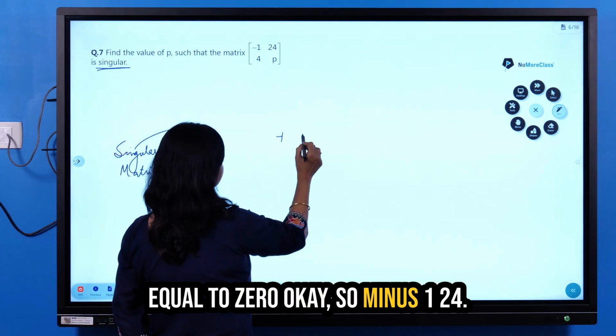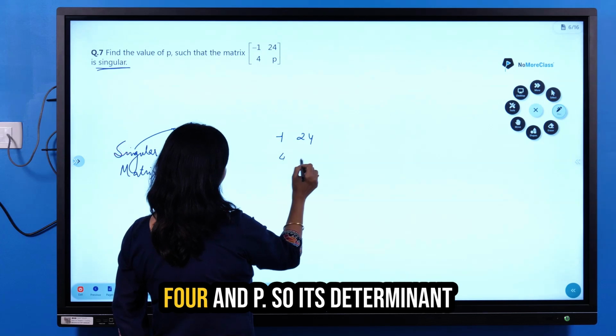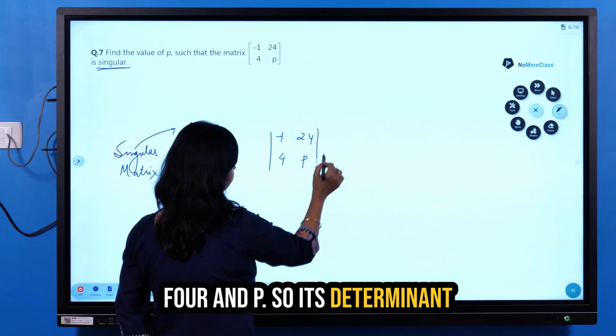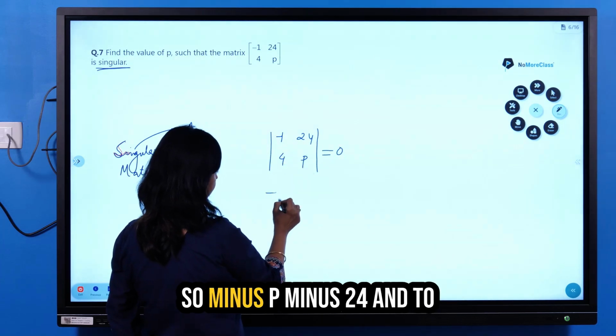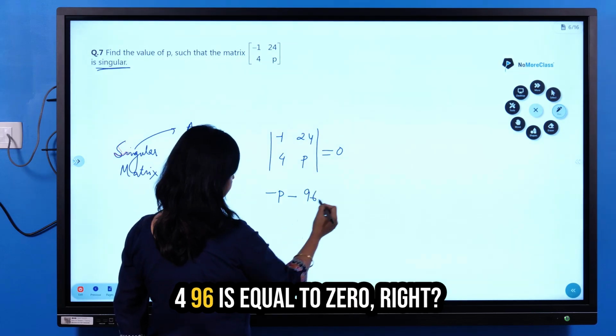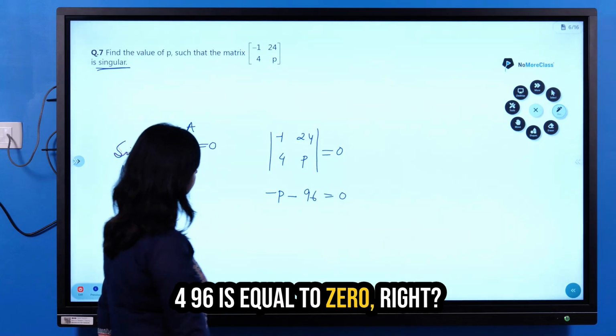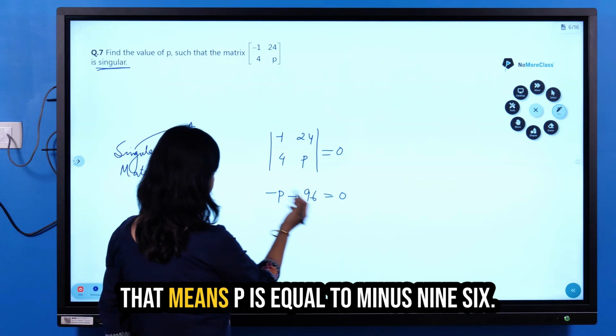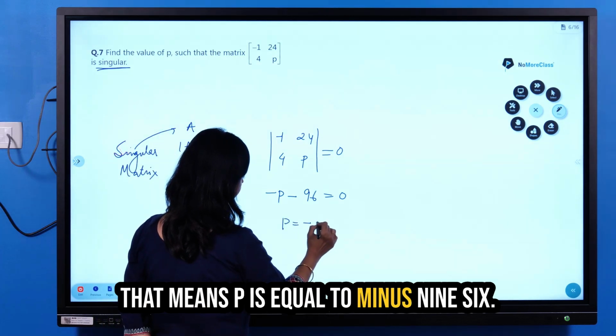Okay. So -1, 24, 4 and P. So its determinant value has to be 0. So minus P minus 24 into 4, 96 is equal to 0. Right. That means P is equal to minus 96.